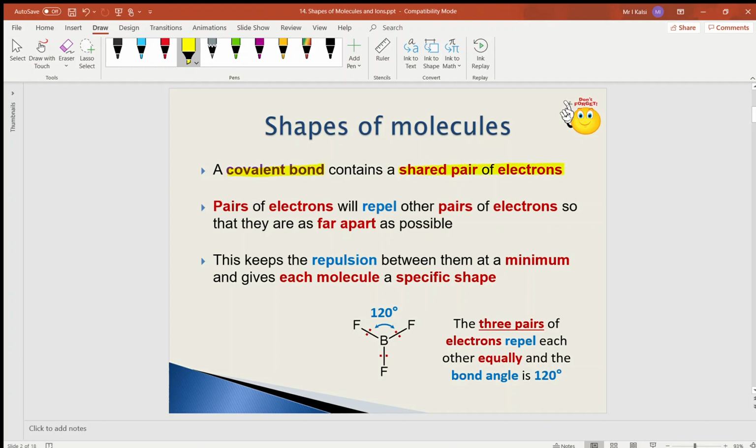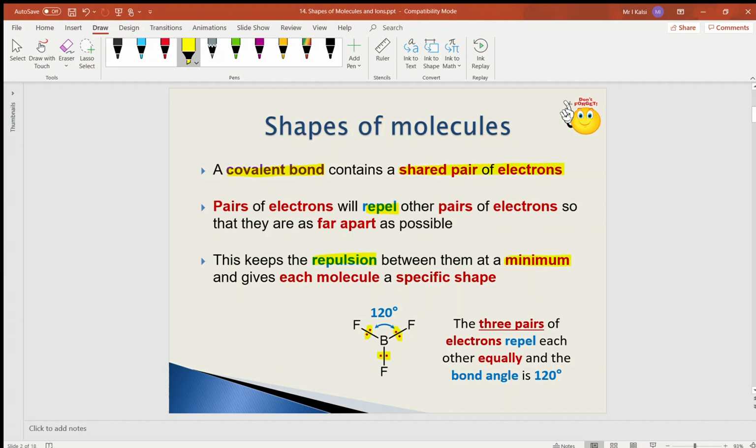At the bottom of this slide, we can see a molecule, boron trifluoride, BF3, and it has three single covalent bonds. Each one of these single covalent bonds has a shared pair of electrons. And we know that electrons are negatively charged, and electrons will repel each other to minimize the repulsion in the molecule. So these pairs of electrons that I've highlighted in yellow will repel each other so that these pairs of electrons are as far away as they can be from each other to minimize the repulsion in the molecule.